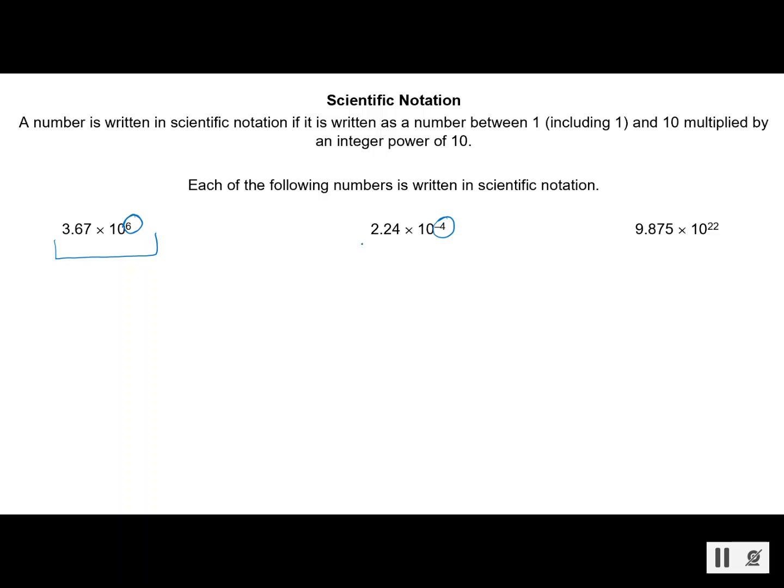What about if I see, like in this example here, a negative exponent of 10? Well, if a positive exponent of 10 causes me to move my decimal that many places to the right, guess what a negative exponent of 10 does? It causes me to move my decimal place that many places to the left. Okay?